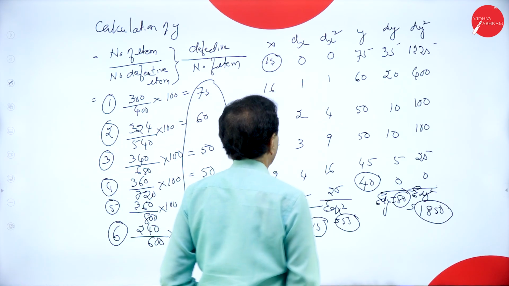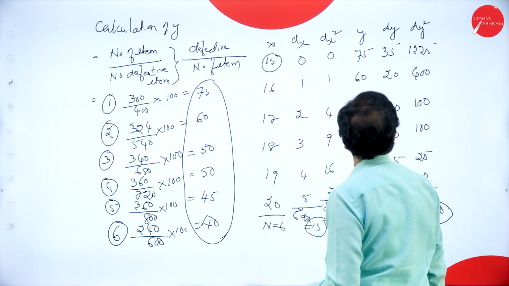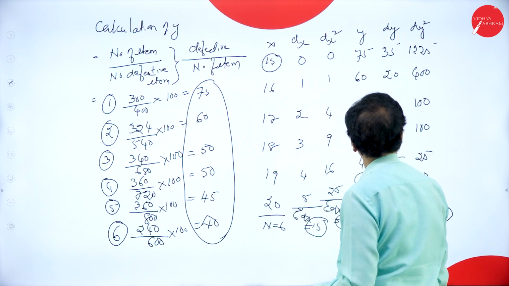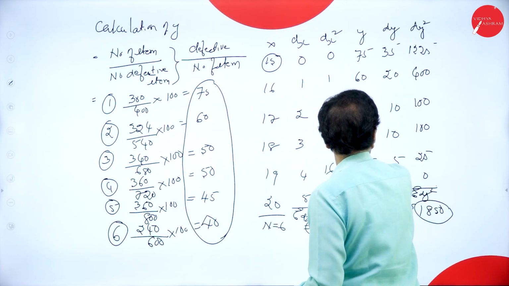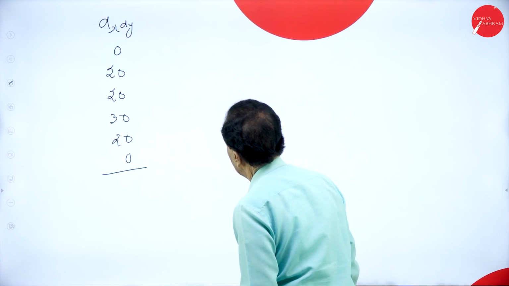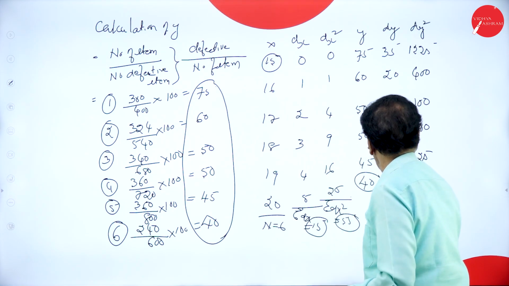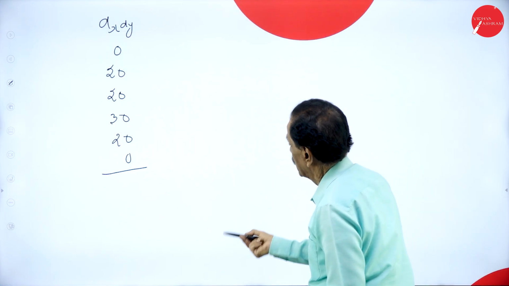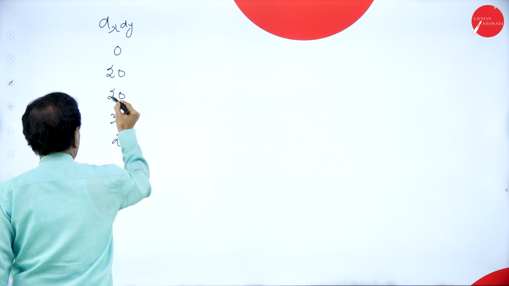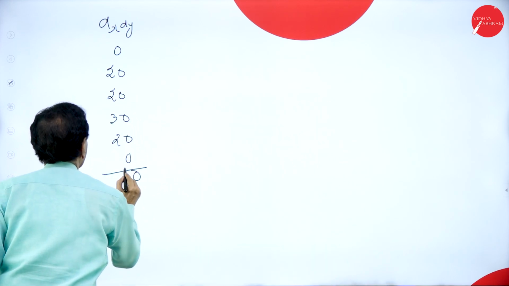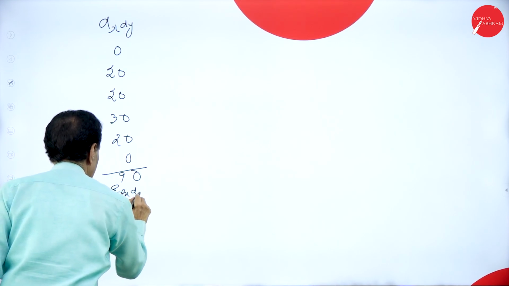We'll go with one by one. 0 into 35 is 0. 1 into 20 is 20. Then 2 into 10 is also 20. Then 3 into 10 is 30. Then 4 into 5 is 20. Then 5 into 0 is 0. Add the figures. 2 plus 2, 4, 7, 9, 90. This is sigma dx dy.